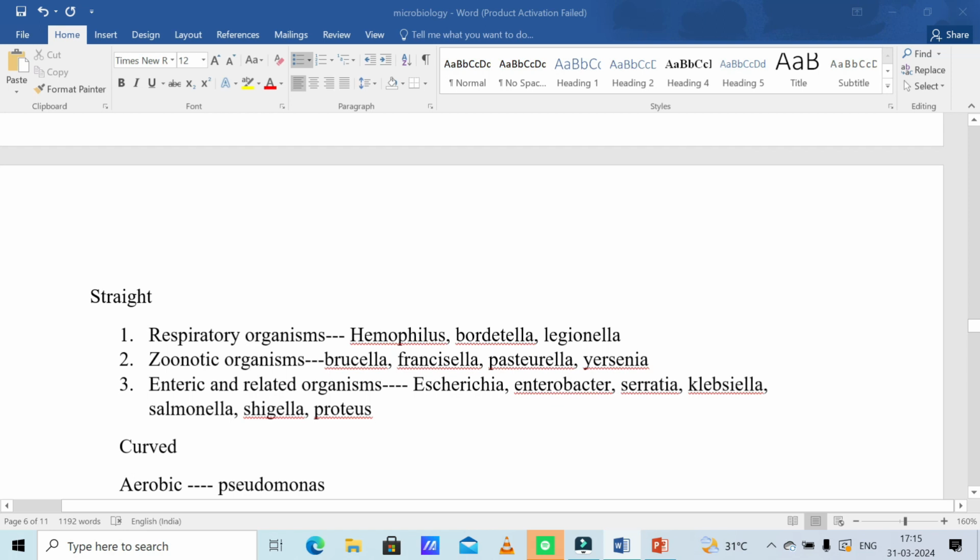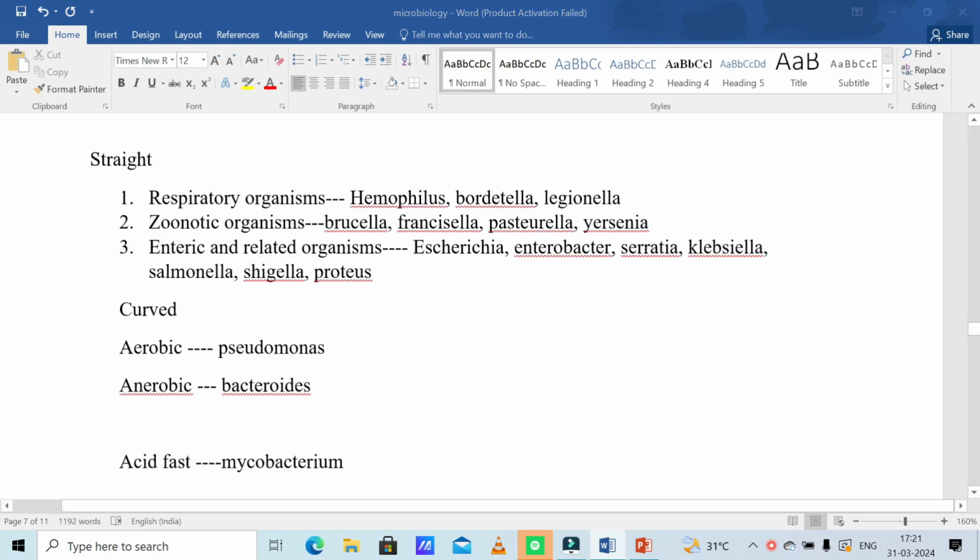And coming under enteric and related organisms, it includes Escherichia, which causes UTI and diarrhea, Enterobacter, which also causes UTI, Serratia, which causes UTI, and Klebsiella, which causes UTI and pneumonia. Salmonella is a causative factor of enterocolitis and typhoid fever, Shigella is a causative factor of enterocolitis, and Proteus is a causative factor of UTIs.